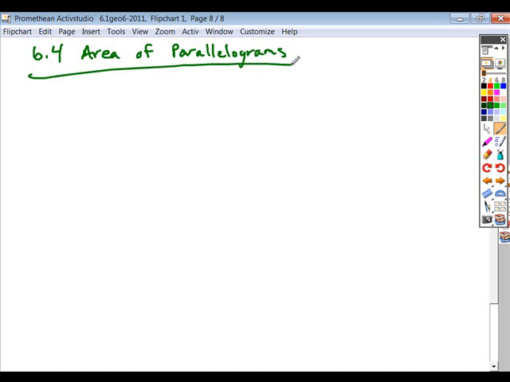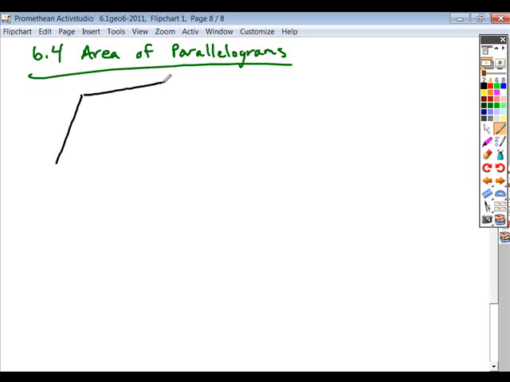Right, section 4 in this chapter has to do with areas of all the different quadrilaterals. So I'm going to break it down and we'll go through each of the individual subcategories of these, and then I'm going to give you some time to work. The first of them is a parallelogram.